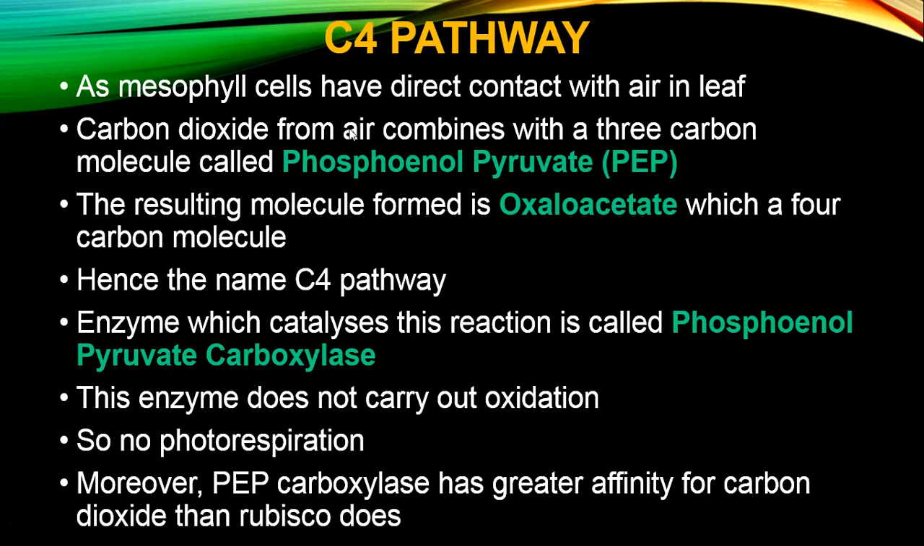As mesophyll cells have direct contact with air in the leaf, carbon dioxide from air combines with the 3 carbon molecule called phosphoenol pyruvate. The resultant molecule formed is oxaloacetate, which is a 4 carbon molecule, hence the name C4 pathway. The enzyme which catalyzes this reaction is called phosphoenol pyruvate carboxylase. Remember, this enzyme does not carry out oxidation, so no photorespiration. Moreover, phosphoenol pyruvate carboxylase has a greater affinity for carbon dioxide than Rubisco.